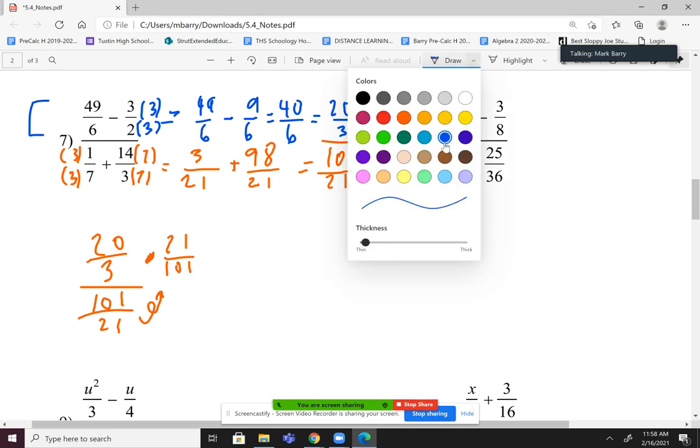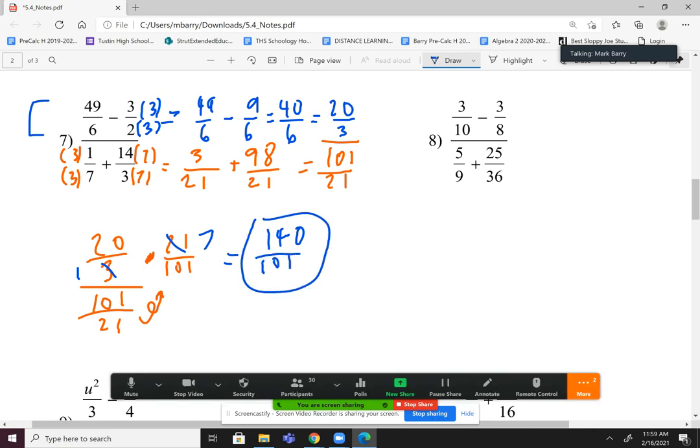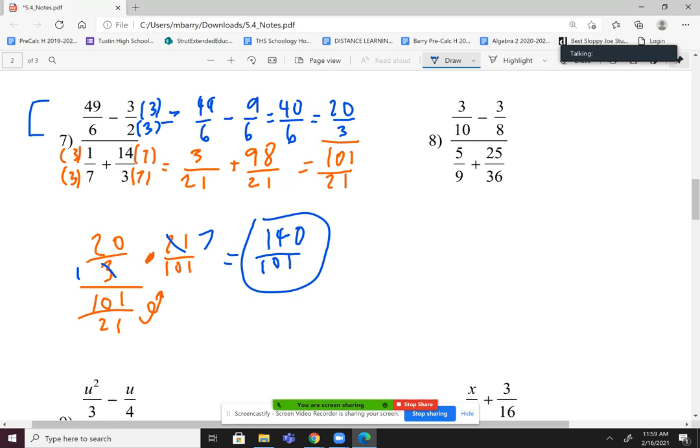Cross cancel where available. So in this case, that's just, this one would turn into a 7. That would turn into a 1. Now we're multiplying, so we no longer need that common denominator, right? So I'm just going to do top times top up top, bottom times bottom on bottom, and that's it. I'm done. Let me double check my answer here, and I am good. It worked.